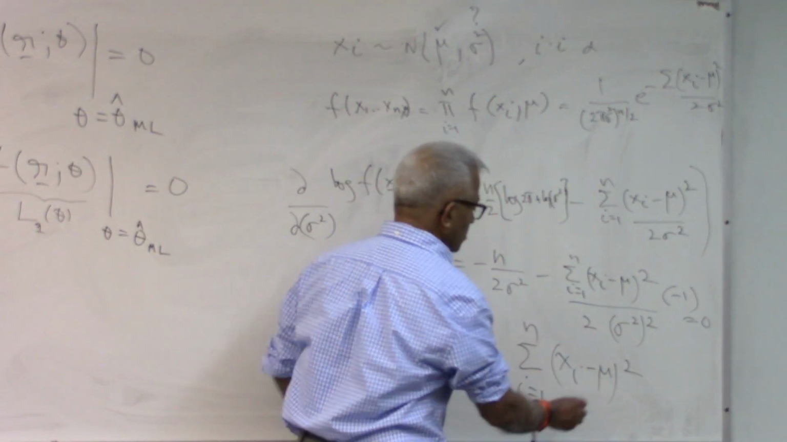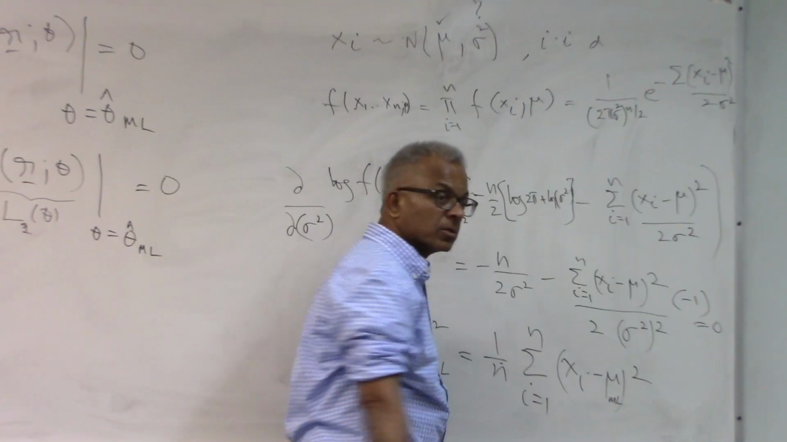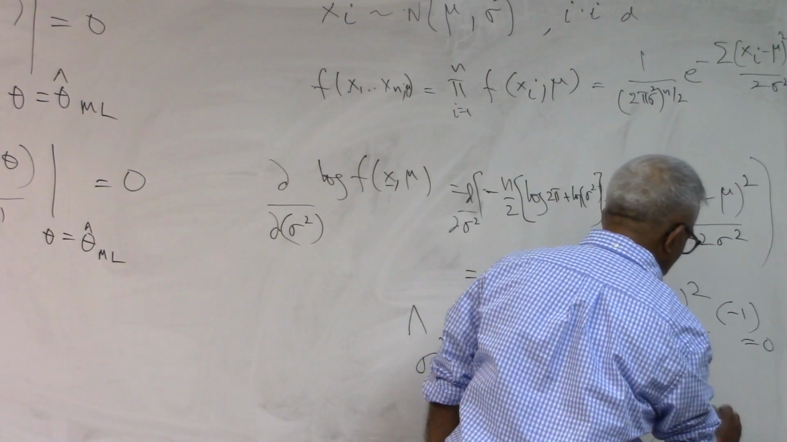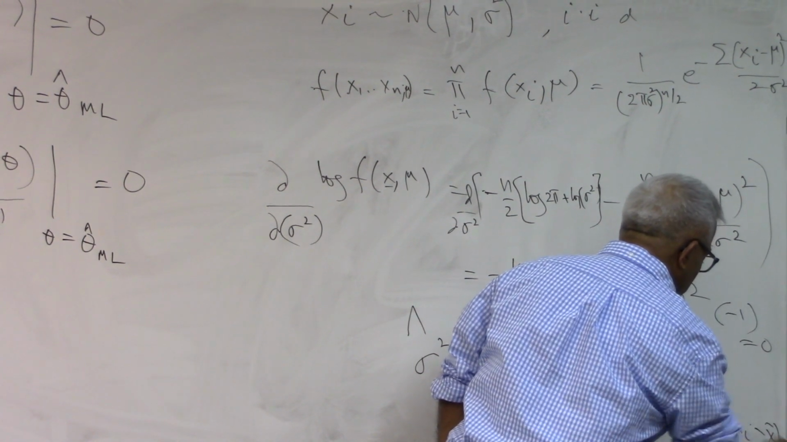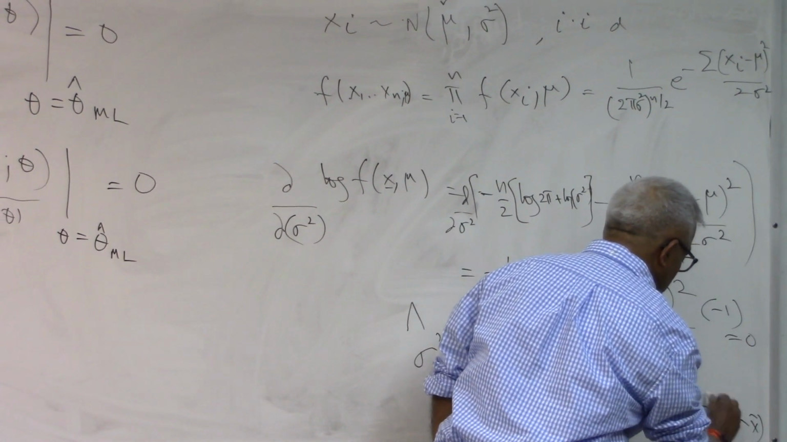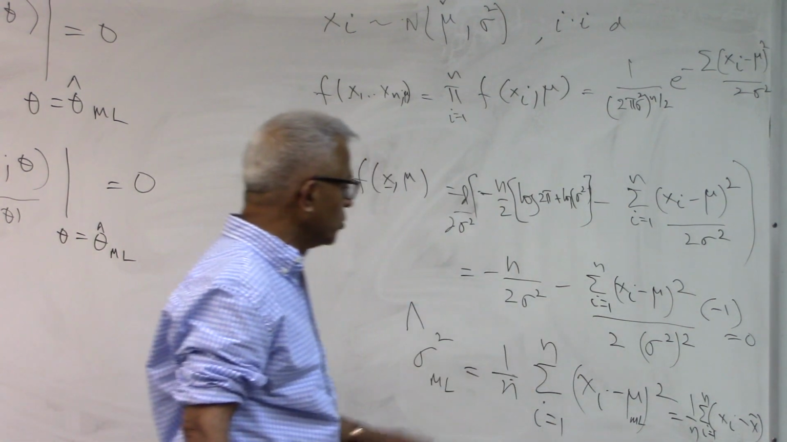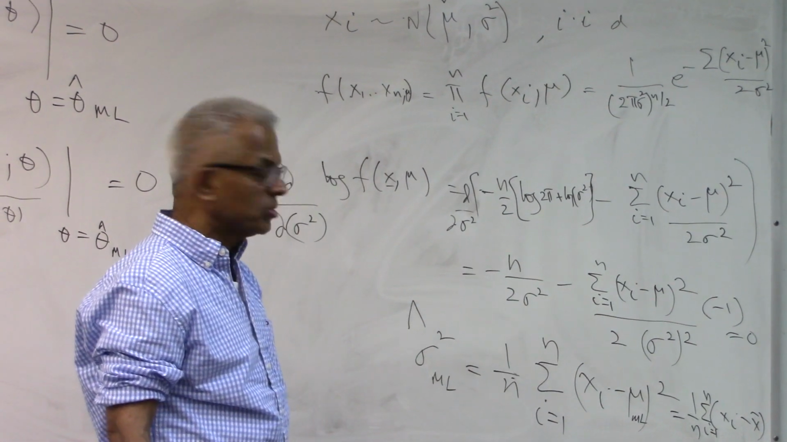The solution should be this ML. So then this is going to be 1 over n, summation of xi minus x bar squared, i equal to 1 through n. So that's going to be the maximum likelihood estimator.